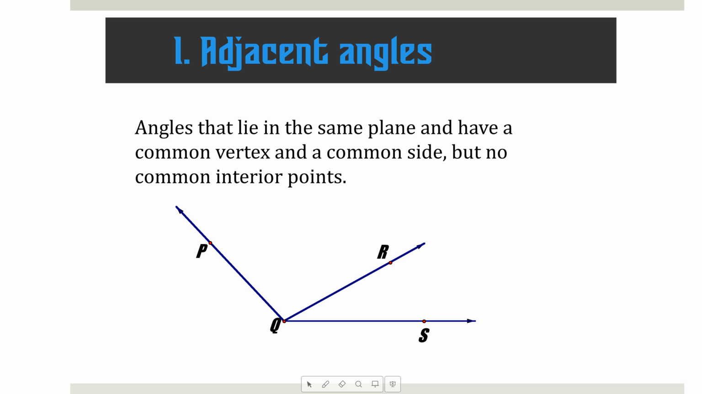No. What kind of angle does RQS appear to be? Acute or obtuse? Acute. What kind of angle does PQR appear to be? Obtuse. Wait, right. There's a gray area there, right? Could be obtuse, might be right, we're not sure.